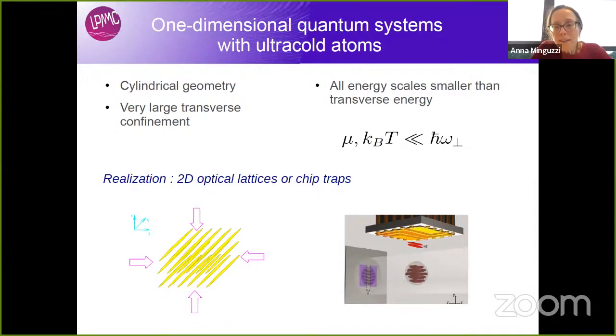Let me recall first what I mean by one-dimensional. It means that all energy scales involved in the problem must be smaller than a typical transverse energy that separates the ground state manifold from the first transverse excited state. This holds for equilibrium properties, but also for all that concerns the dynamics. So from now on, I will assume that this condition is always satisfied. And this is of course achieved if you have a very strong transverse confinement. For example, one-dimensional systems in a linear geometry are realized using either 2D optical lattices or chip traps.